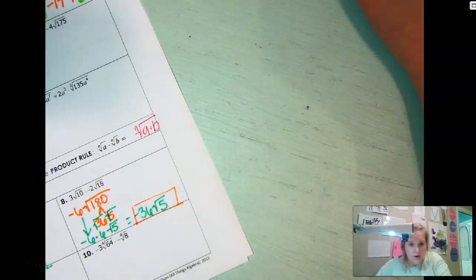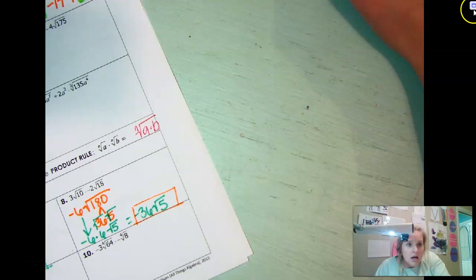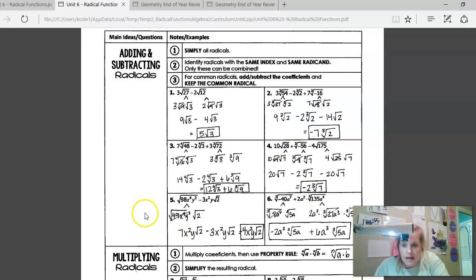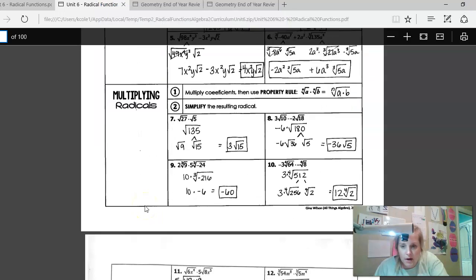Let me go back to show you guys the key. I'm trying to speed this up. I'm already 15 minutes into this thing.